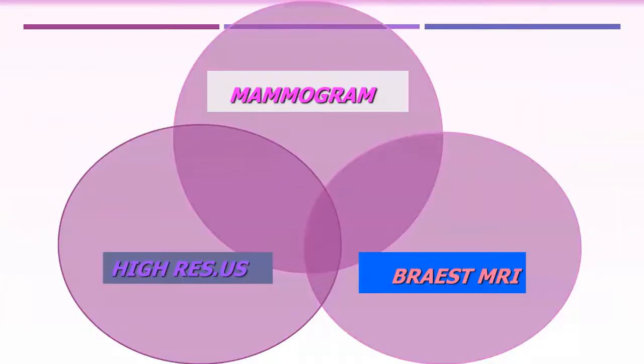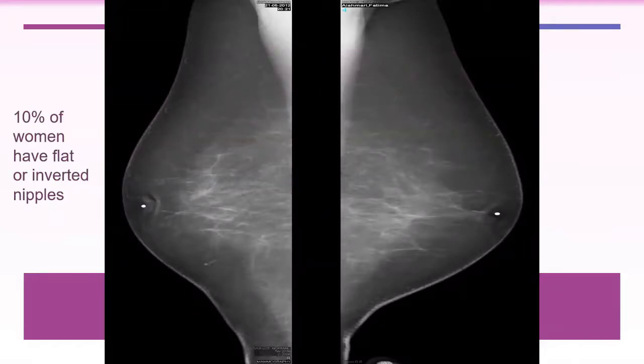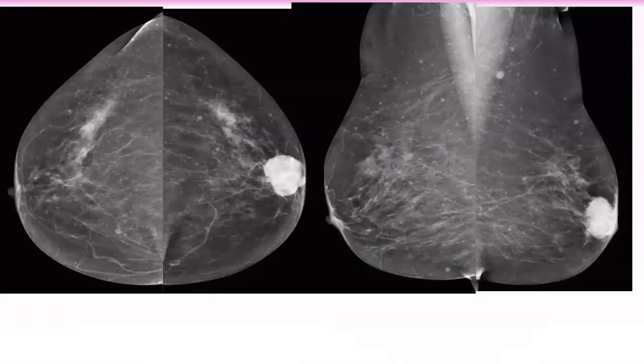And what about this? Here, these are bilateral inverted nipples. It is seen in 10% of women. 90% of women have erectile or protruding nipples, but 10% have either flat or inverted nipples as a variant. Also, especially if it is unilateral, it can mimic breast cancer. Okay, what about this one?